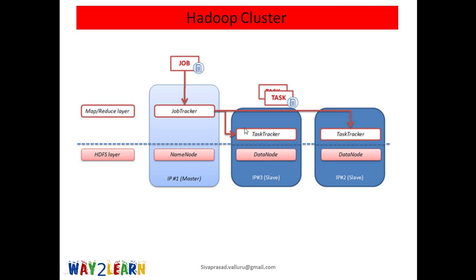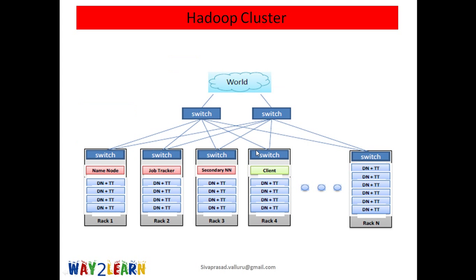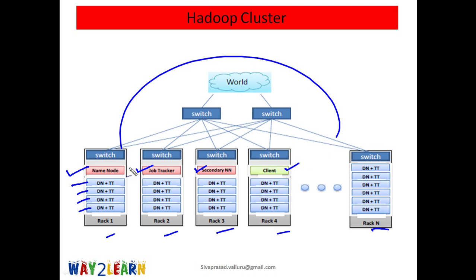And also you understood this diagram earlier. This is how a Hadoop cluster may look. If you see in my cluster, I have n number of racks and in each rack I have some machines on which data node and task tracker are running. These are all slave machines. Name node is running on one machine, job tracker is running on one machine, secondary name node is running on one machine, and Hadoop client can be running on another machine. This is how a typical Hadoop cluster will look.